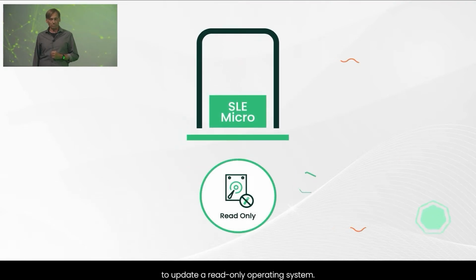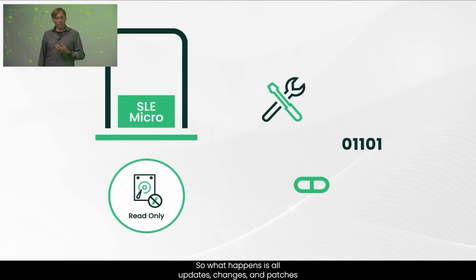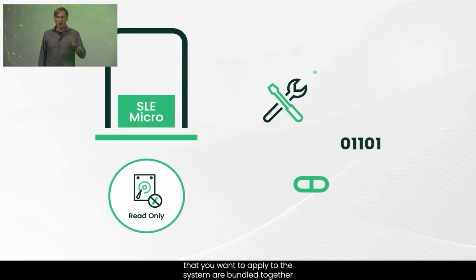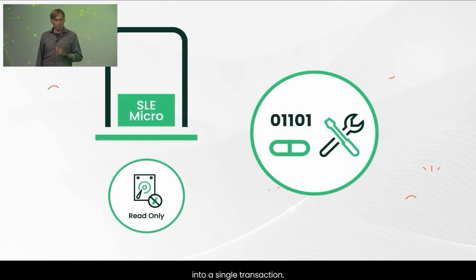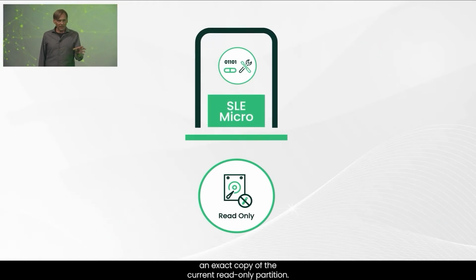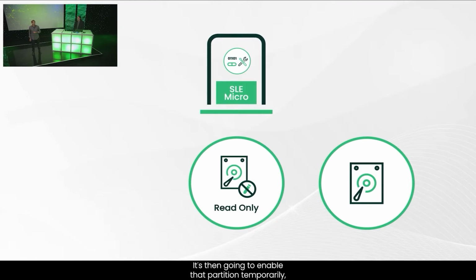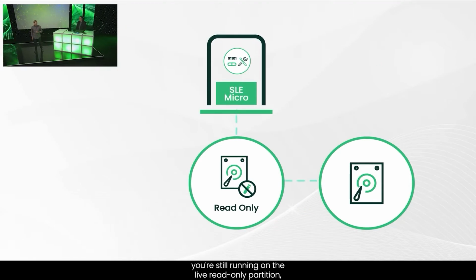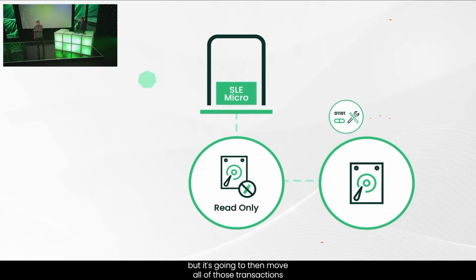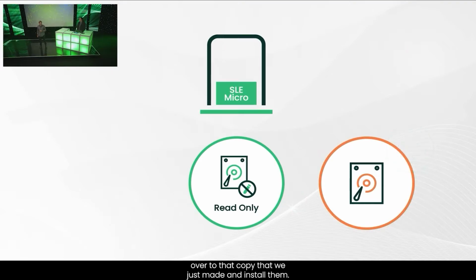Now let's take a minute to really talk about how SLE Micro works and how we're able to update a read-only operating system. So what happens is all updates, changes, and patches that you want to apply to the system are bundled together into a single transaction. That single transaction is downloaded to the node. Then the node is going to make an exact copy of the current read-only partition. It's then going to enable that partition temporarily. You're still running on the live read-only partition, but it's going to move all of those transactions over to that copy that we just made and install them.